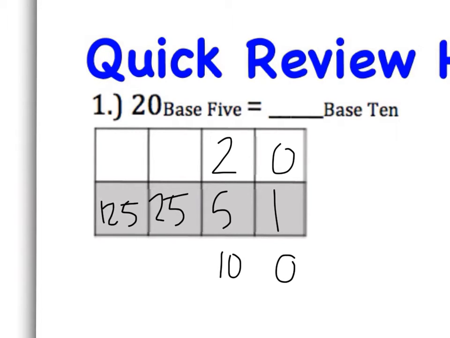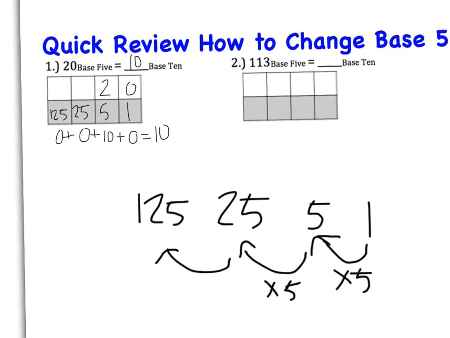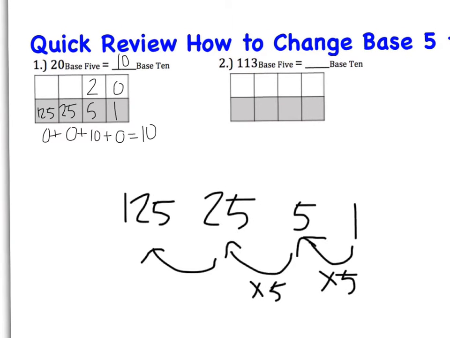So 0 times 1 I know is 0, and I know 2 times 5 is 10. And since there's no place values right here that we need for our base 5, nothing is there. In fact, if we want to put zeros, we can, but we don't need to. So it looks like when we add those up, it is 10. So base 5, 2, 0 is 10 in our number system. We are going to go ahead and do problem number 2 in class.